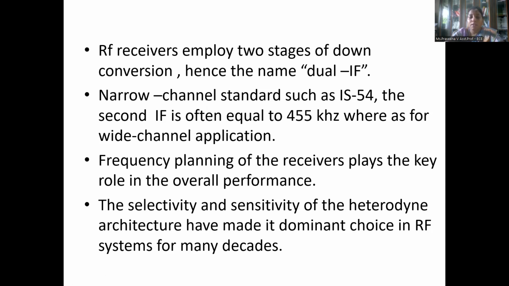The narrow channel standard suggests that the second intermediate frequency IF is typically around 455 kilohertz. Due to the excellent selectivity and sensitivity, the heterodyne architectures have remained the dominant choice in RF receiver systems for many years, for many decades.